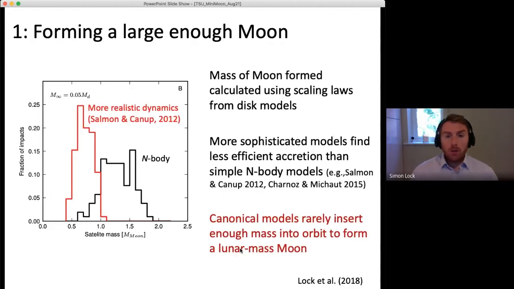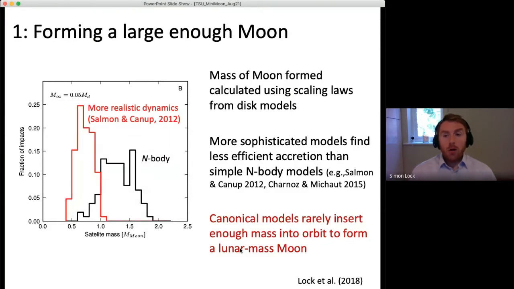So using one example simulation, this is a set of simulations by Sam and Knupp from 2012. Actually, if you take the collection of published moon formation models, only, I believe, one actually produces a greater than lunar mass moon. And so as we add more sophisticated physics to our disk models, what we're finding is that that means mass into orbit in order to be able to form a large enough moon.